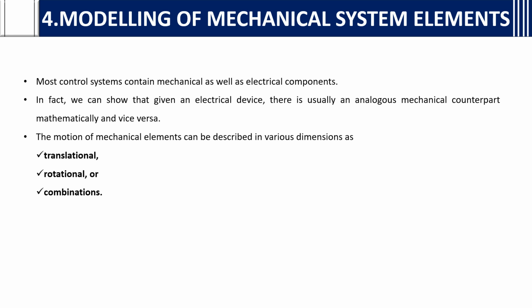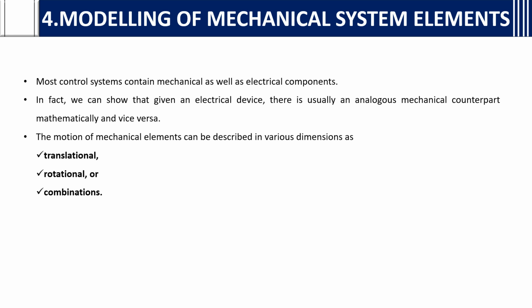Most control systems contain mechanical as well as electrical components. In control systems, we have both mechanical as well as electrical components, right? Electrical components like inductor, capacitor, voltage source and all. And mechanical components like spring, mass, dashpot, like that, are also present.